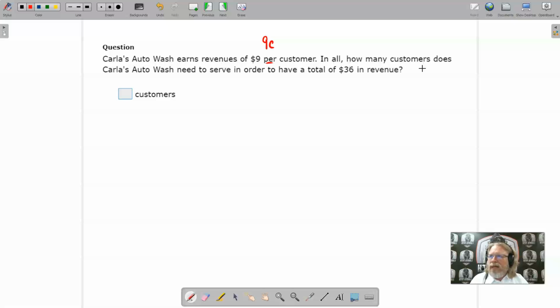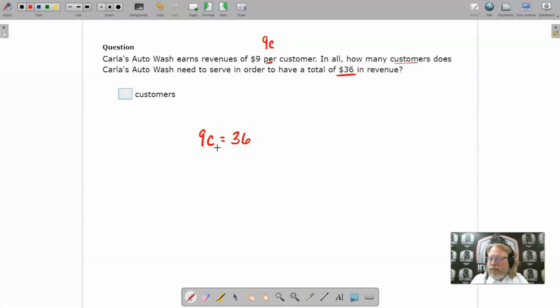So Carla's auto wash earns revenues of $9 per customer. In all, how many customers does Carla's auto wash need to serve in order to have a total of $36 in revenue? So it says how many customers, and notice that is the unknown, so that's the variable we're trying to solve for. So we have $9 for each customer, or per customer, right? For each is another good clue that we need to multiply. We want to know when this 9C, or $9 per customer, is going to equal $36. So now we have a one-step equation of 9C equals 36. Let's go ahead and solve that.